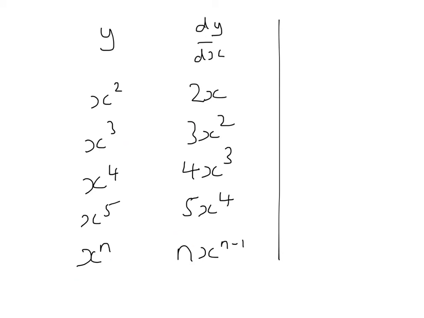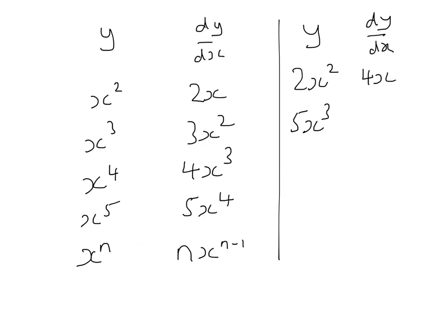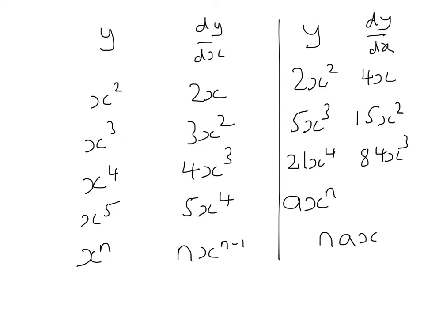Now what we'd also find, if we did more investigations here, is that if we had 2x squared, the gradient function would be 4x. If it was 5x cubed, the gradient function dy by dx would be 15x squared. If it was 21x to the power 4, it would be 84x to the power 3. So if y equals ax to the n, then dy by dx is n times a times x to the n minus 1. Now this is a fundamental and absolutely very important rule that we're going to be using for the rest of your maths course.